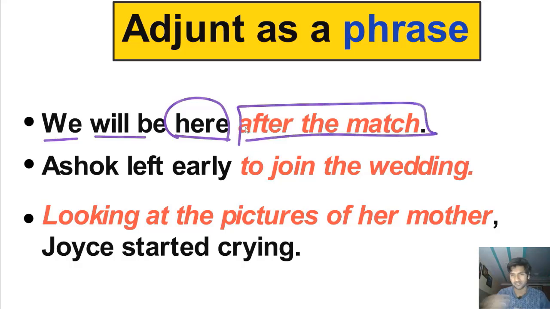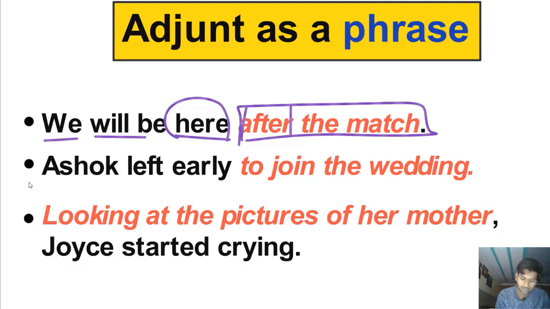Do we need to talk about the time? No, we don't. I mean, it's good if we do that, but do we really need it? No. So after the match is a prepositional phrase starting with the preposition after, followed by the noun phrase, its object, the match, right? So it's a prepositional phrase working as an adverb, modifying the main verb be, right? But it's giving extra information. This piece of information is non-essential, and that is why we're calling it an adjunct.